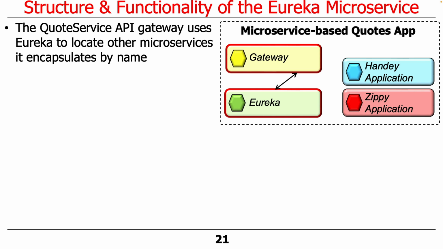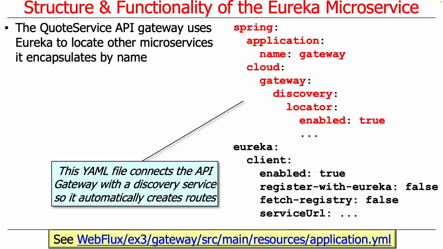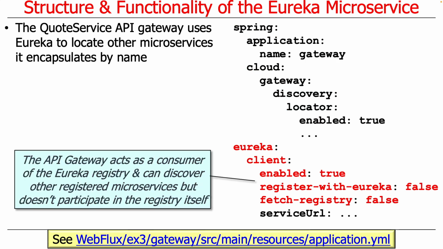And then the API gateway, as you might expect, we've already gone over this, but just for completeness, it uses Eureka to locate the other microservices that are encapsulated based on the names using its YAML files. As you can see here, the API gateway is going to have server-side discovery enabled. So it says, I want to use server-side discovery to do all the things under the hood, and I'm going to use Eureka, and I'm a client of Eureka, and I don't need to participate in the registry itself because I'm not registering myself for lookup. I'm the one who knows how to use Eureka to find all the other services.